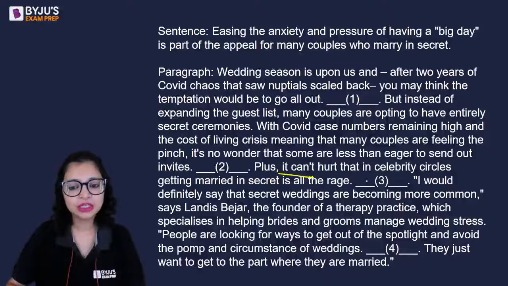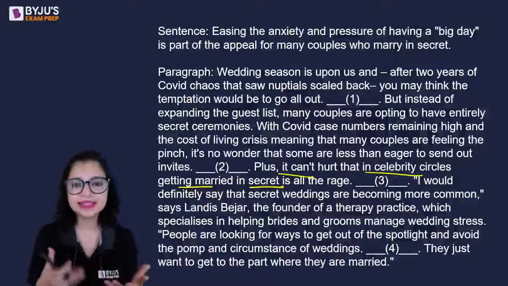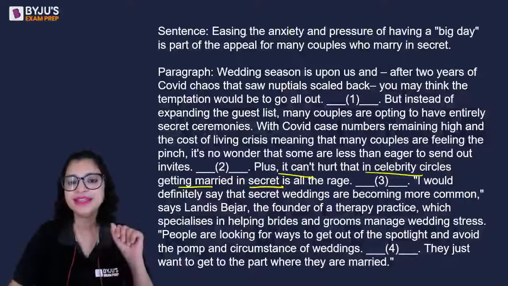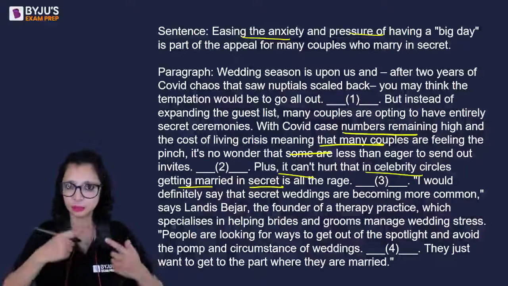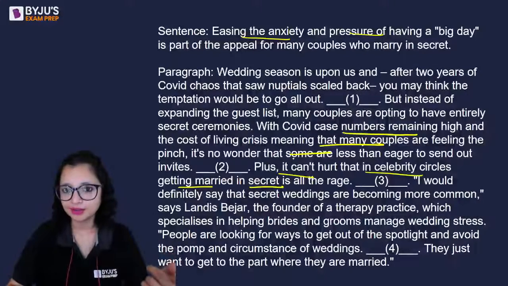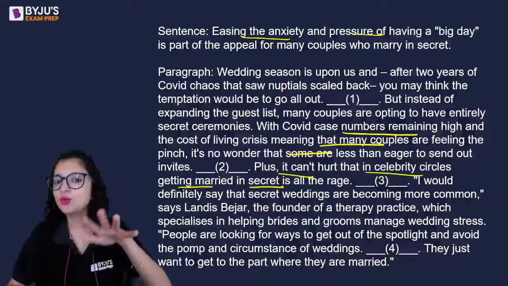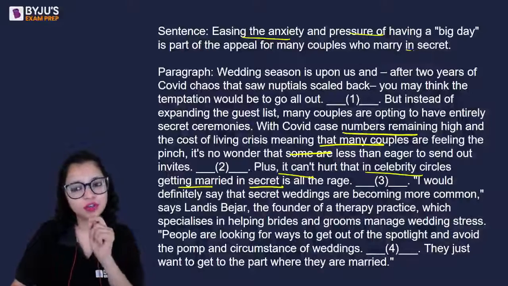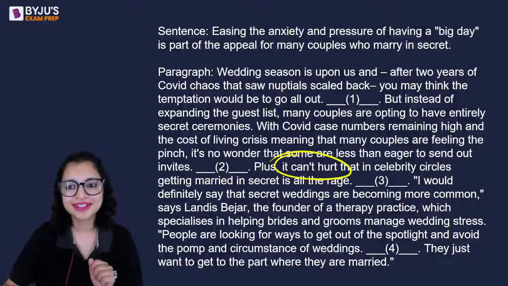It says it can't hurt that in celebrity circles, getting married in secret is all the rage. Everybody in celebrity circles is having a low-key wedding. They're marrying secretly. Okay? Easing the anxiety and pressure, which was mentioned here. The cost of living crisis is there. There's anxiety. There is pressure. And they want to ease this out. And they've decided to marry in secret. And marrying in secret will not hurt. This is what it refers to.